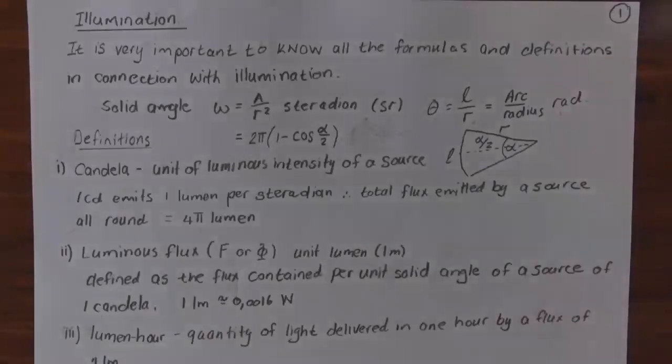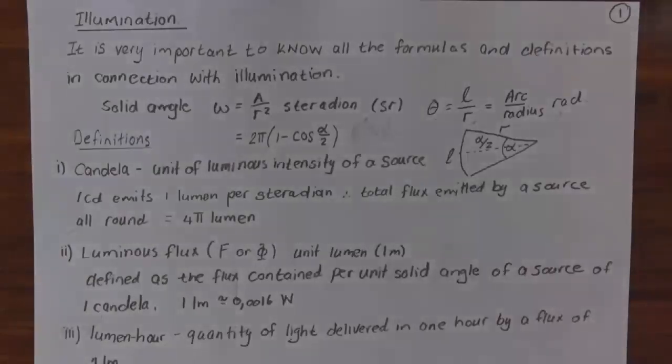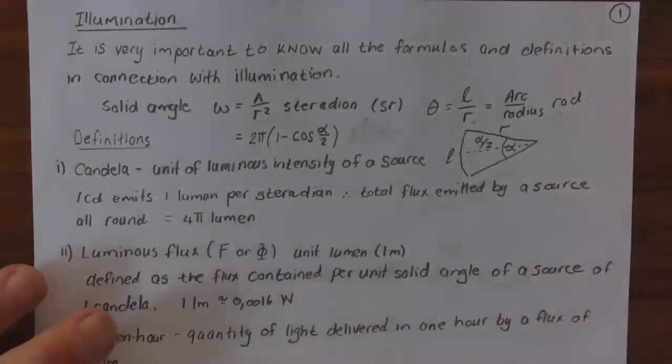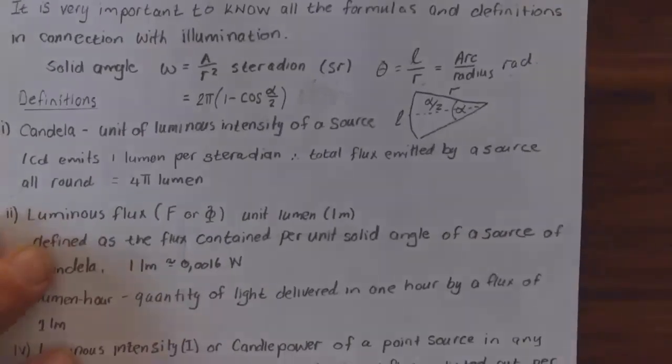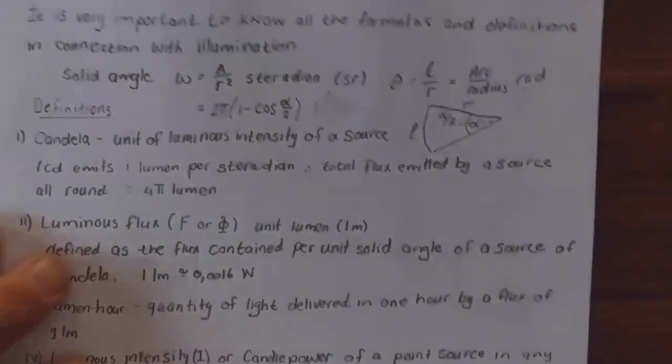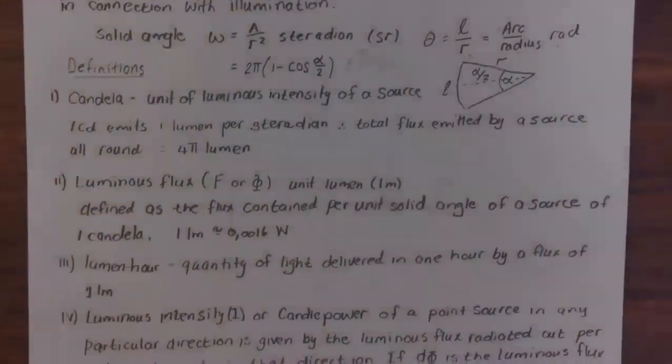Now, if we look at the radius and the angle, then we can determine the arc length. Theta, our angle, is the length divided by the radius, which is the arc length divided by the radius, and that is given in radians. Now look at that little drawing there. If we've got an angle alpha with a radius and an arc length of L, then we can determine that.